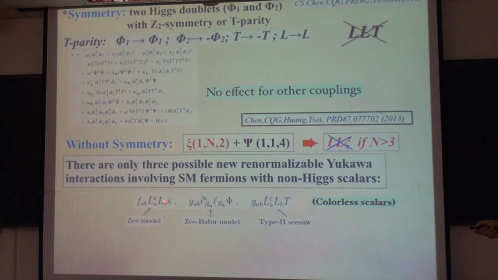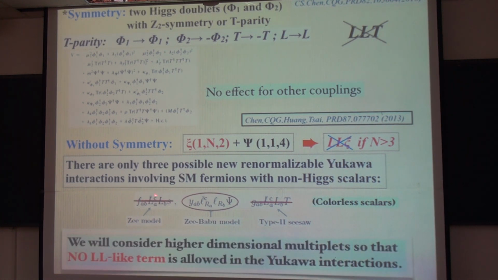One is already mentioned, the Zee model, with a singlet. Another one was a doublet charge singlet, and this is a triplet. Okay, it's already the Zee model, the Zee-Babu model, and type 2 seesaw. So if we want to forbid the LL coupling, we can do that by simply adding this high multiplet under the SU2 sector.